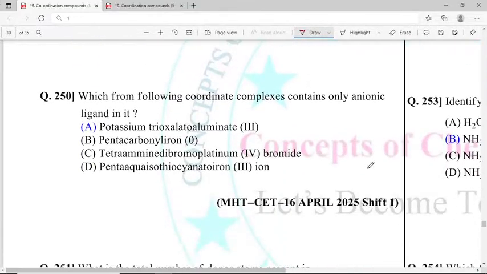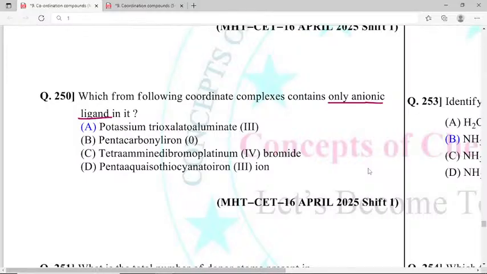Which of the following coordination complexes contains only anionic ligands? Only anionic ligands, negative charge. Oxalato is a negatively charged ligand. Oxalato stands for C2O4 2 minus.